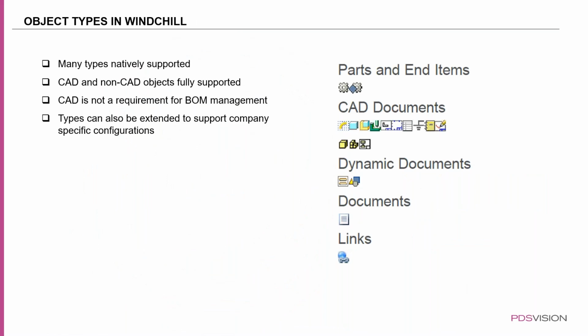So before moving ahead with BOM management, let's look at the different parts and CAD objects that are being used in BOM management. As you can see, we have different icons with which a particular object is identified inside Windchill. For example, a part will always be identified with these gear icons inside Windchill, and similarly, the CAD documents will have their own icons.